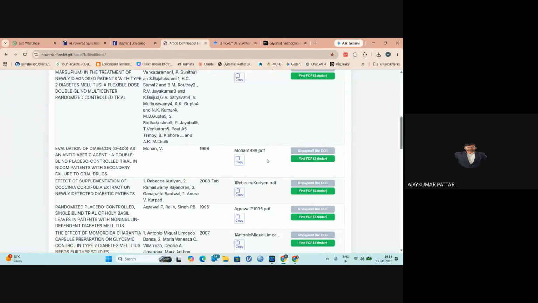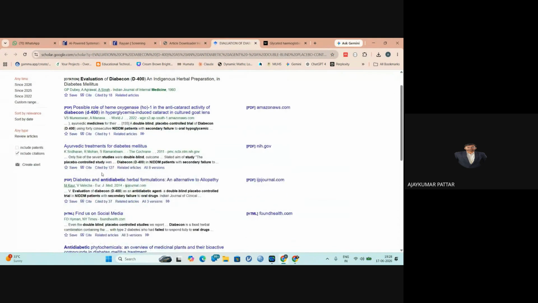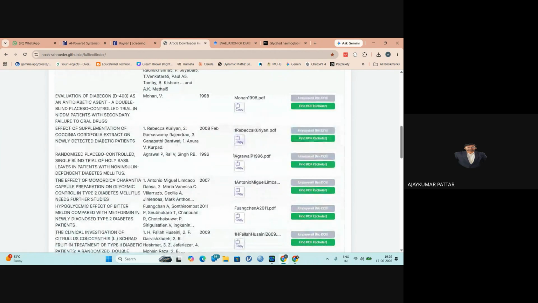Then for the third one, first I copy the name. Then I click on this particular Mohan V 1998 paper. This is also not available. In the PRISMA flowchart you have an option for how many reports you retrieved or did not retrieve. That we have to mention if, in spite of contacting the author and applying other methods, the full text is still not available. This is also not available because it is older.